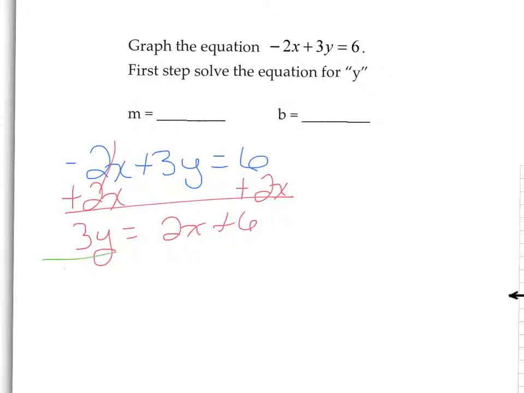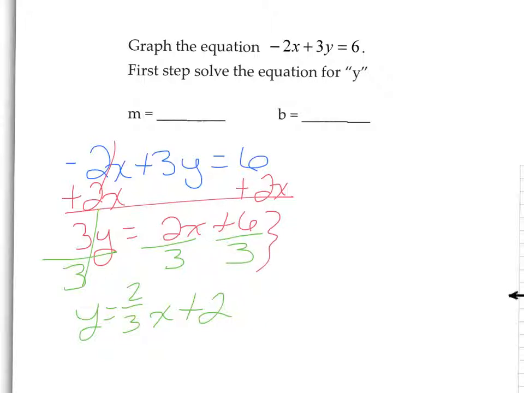And then we'll divide by this 3 to get the y by itself. So we have y equals 2/3 x plus 2. 6 divided by 3 is 2. So the m is 2/3 and the b is 2. That gives us a y-intercept of 0, 2.